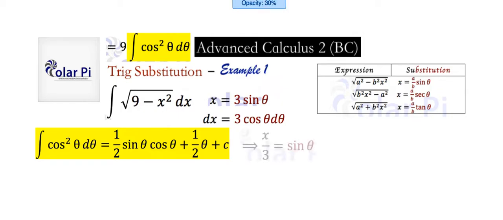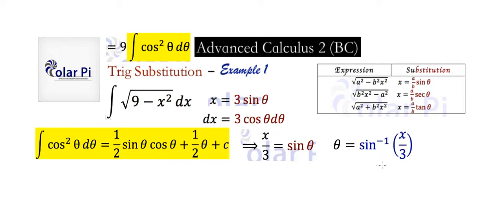So this is how we get back to x's. Remember, we said that x is equal to 3 sine theta. So x over 3, or x divided by 3, is equal to sine theta. From this, we see that theta will have to be sine inverse of x divided by 3. And we need theta because we have 1/2 theta right there. Now theta in terms of x is sine inverse of x divided by 3. And of course, sine theta we already have right here. It's x over 3, so we know how to replace that.